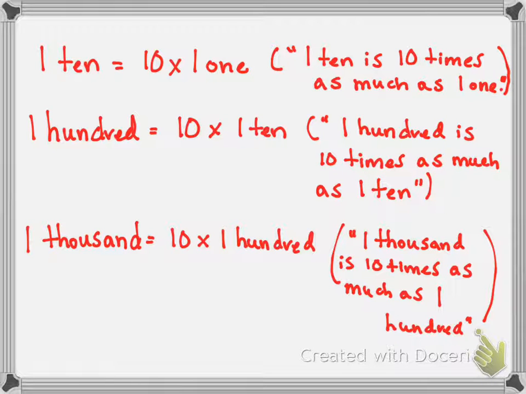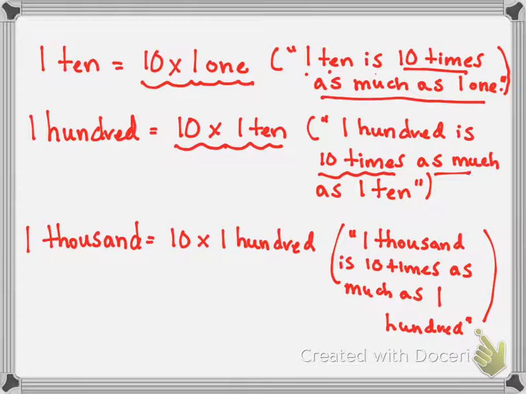10 is equal to 10 times 1 one. And how we would say that is 10 is 10 times as much as 1 one. For 100, we would say 10 times 10. And how we would say it is 100 is 10 times as much as 10. For 1,000, 10 times 100. And how we would say that is 1,000 is 10 times as much as 100.